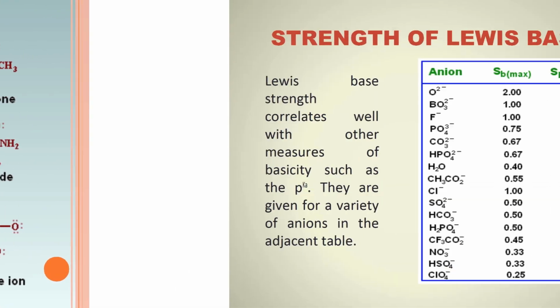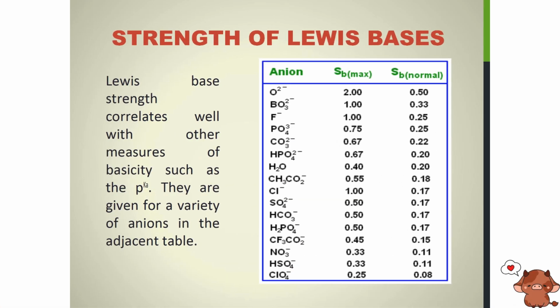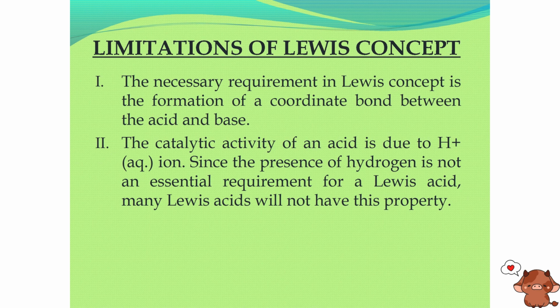Strength of Lewis bases can be measured using basicity scales. For example, oxide ion has high Lewis base strength, fluoride ion also has high strength, chloride and acetate ions have moderate strength, nitrate and perchlorate ions are weaker. The table lists many anions with their base strength values for reference. Finally, the Lewis concept also has limitations. It requires the formation of a coordinate bond. Many Lewis acids don't contain hydrogen, so they lack the catalytic activity of H⁺ ions.